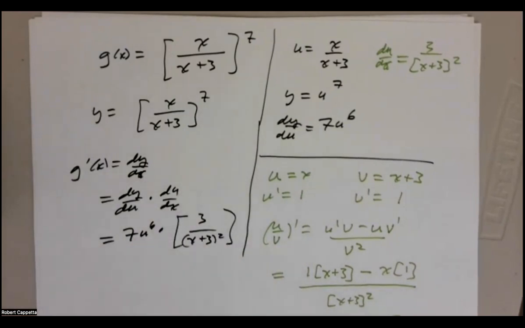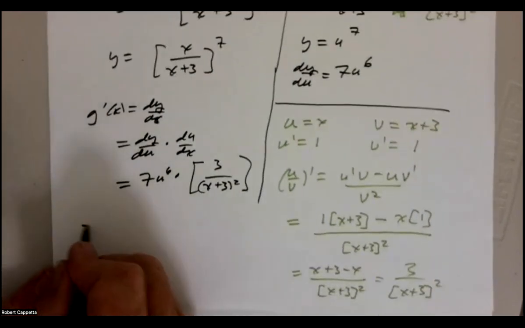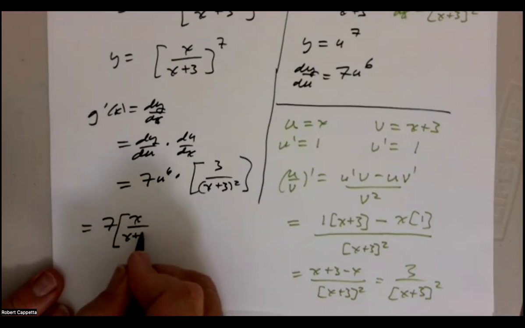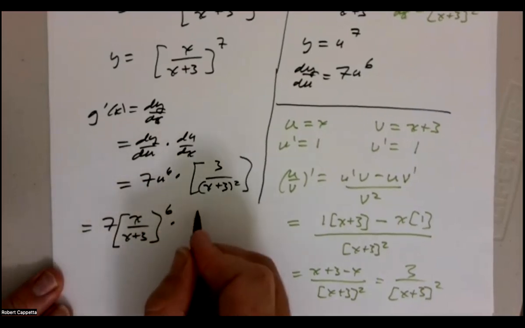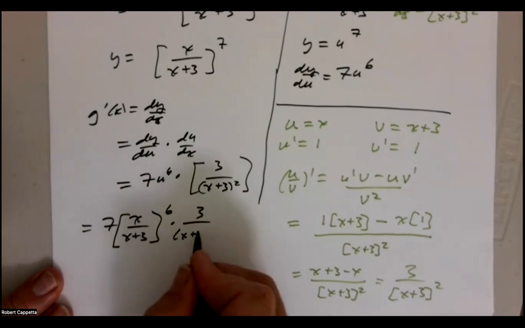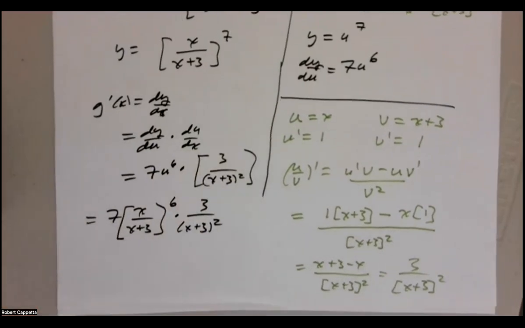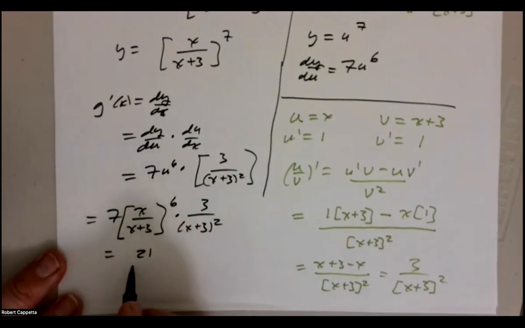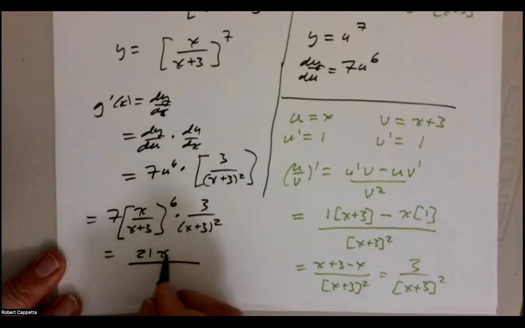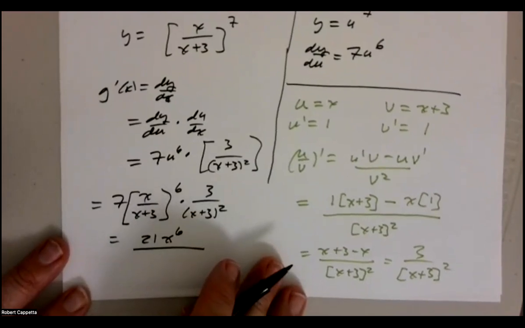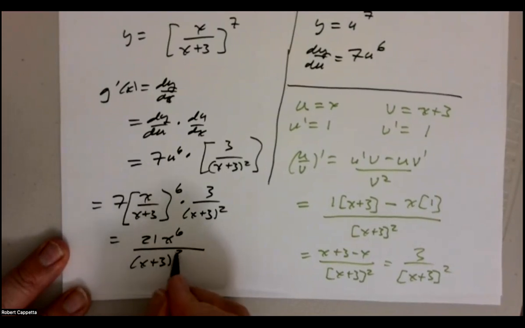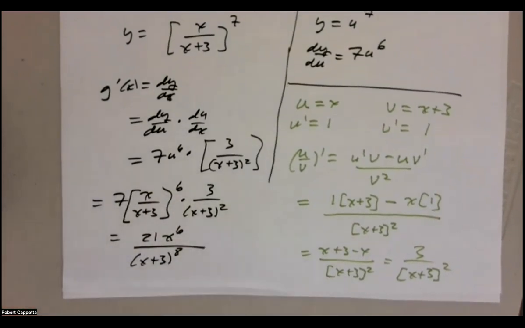What is u? U was x over x plus 3 all raised to the 6th power. 7 u to the 6th, x over x plus 3 to the 6th power times 3 over x plus 3 to the 2nd power. That answer is pretty good. I guess we should multiply 7 times 3 is 21. I guess x to the 6th probably should be there. And I have x plus 3 to the 6th and x plus 3 to the 2nd. Downstairs, I guess that would be x plus 3 to the 8th power. I hope that's right. You can say if not, but I think it is.